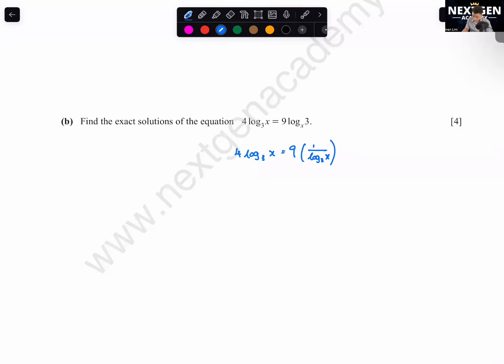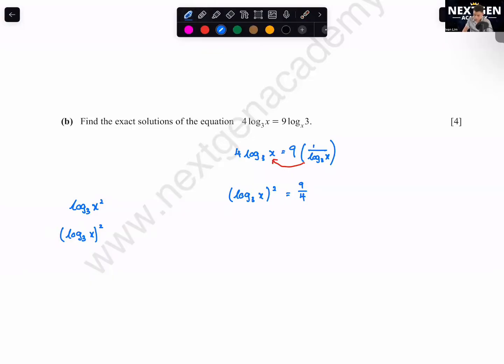Okay, both sides got log 3x, one on top, one at the bottom. What we can do, we multiply log 3x to the left hand side, we bring the 4 to the right hand side. So here becomes (log 3x) squared equals 9 over 4. Okay, you need to bracket the entire thing. There's a difference between log 3x squared and (log 3x) bracket squared. Okay, these two are different things. This one, the square belongs to the x. This one, the square belongs to the entire thing. Okay, so here, what's the next one?